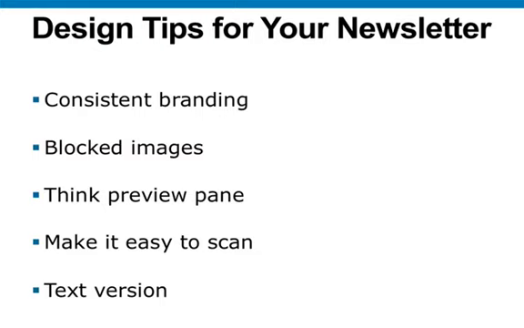So now we're going to give you some tips for your newsletter. And we're going to have a lot of slides just showing you some of the things that we think are a great idea for using in your email. Consistent branding, blocked images. We're going to go over that again because that's really important. The preview pane, make it easy to scan, and I've mentioned that a couple times, and then also some information on our text version.